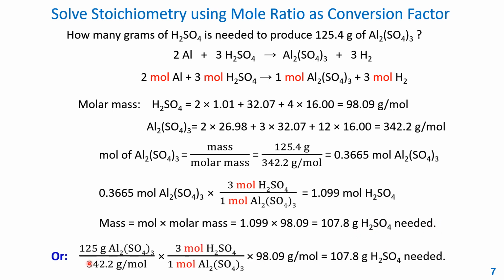We can also set this up in one step. The mass of the aluminum sulfate divided by the molar mass of the aluminum sulfate gives you the moles of the aluminum sulfate. Multiply by the mole ratio of sulfuric acid to aluminum sulfate, 3 to 1, and we can calculate the number of moles of sulfuric acid. Then multiply by the molar mass of the sulfuric acid. We calculate the same number, 107.8 grams of sulfuric acid needed. Okay, this is the way using mole ratio.